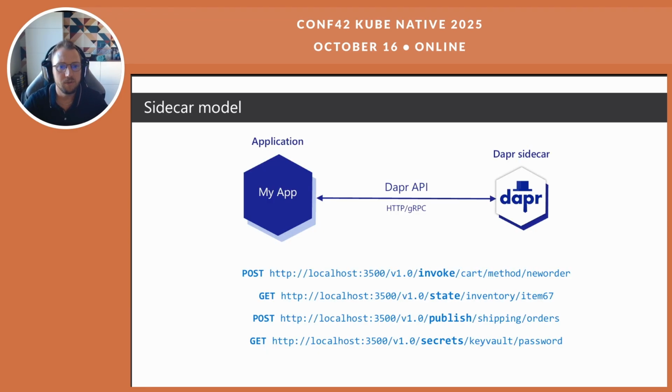So here is an example of the sidecar model I just mentioned. When you have one service, one sidecar will appear just aside of your application, and then you will call some API to perform some action on Dapper. You can invoke another method in another application. You can store or retrieve some state stored in a database that you configure into Dapper. You can publish and receive messages with Dapper, and you can retrieve some secrets that are stored and handled by Dapper.